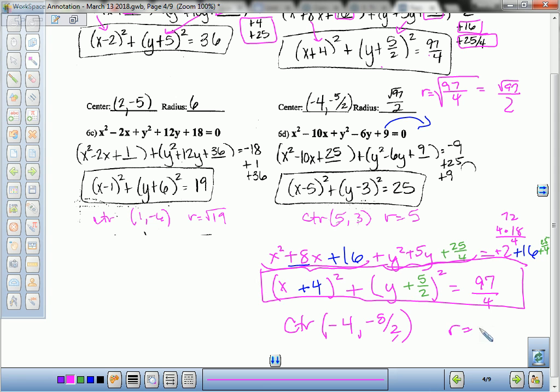The radius is the square root of this. Well, I don't know the square root of 97, but I do know the square root of 4. So I'll leave 97 under the radical, and the square root of 4 is 2. So it's the square root of 97 over 2. And all of them work the same way.